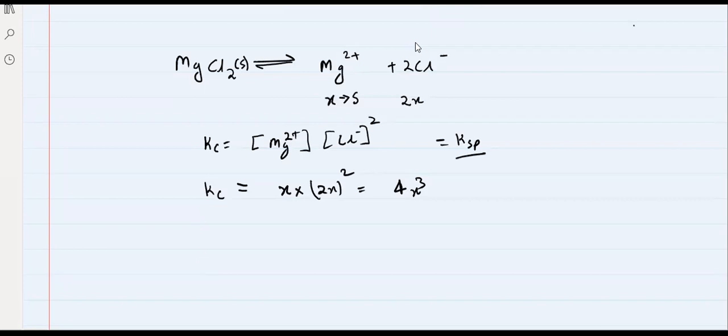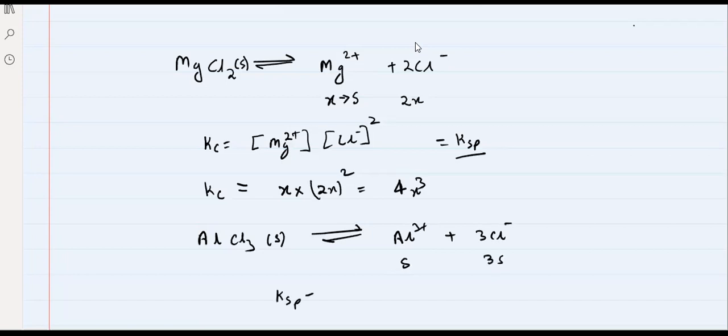Now, if you think about any other reaction, just take this example, AlCl3. It should be a salt. Obviously, it is solid, right? Now, it will break into Al3+ and 3Cl-. Now, it will be S and 3S. Now, tell me, what is Ksp over here?